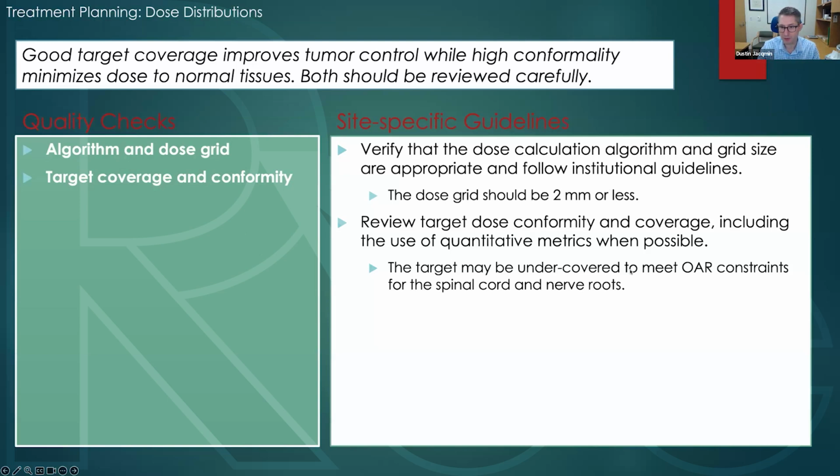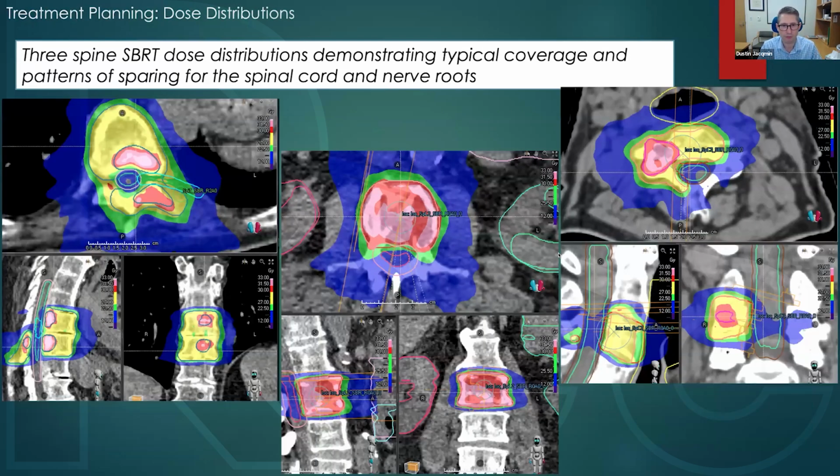The target may be undercovered to meet organ at risk constraints for the spinal cord, the nerve roots, and the cauda equina. So this is a case where in almost every kind of patient, you'll end up seeing undercoverage of the target volume. And really what you're going to be looking for, and we'll look at some examples of this, is did we undercover it by the right amount? Did we do it too much, not enough? And really it's assessing the balance of undercoverage, not necessarily trying to make sure that full coverage was gained.